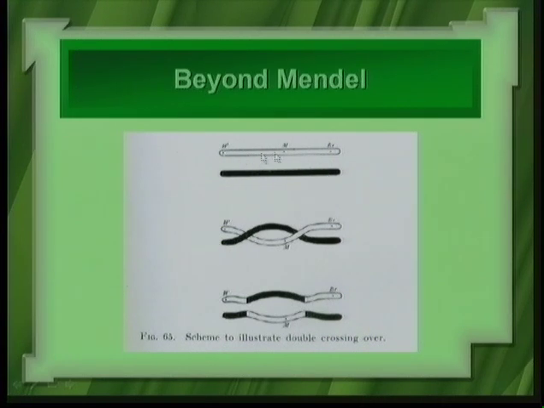Here's another one that shows these two homologous chromosomes where you have a double crossover. So you can actually have chromosomes recombining. This is another reason why we humans and plants and other organisms are so variable, due to crossing over happening during sexual reproduction.